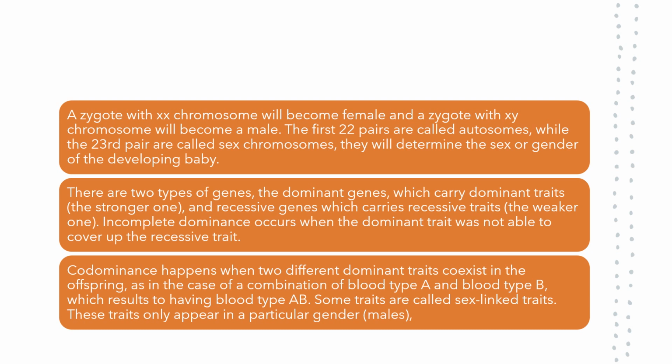So we have the term codominance. When does it happen? Codominance happens when two different dominant traits coexist in the offspring, as in the case of a combination of blood type A and blood type B, which results in blood type AB. In simple terms, whenever there are two dominant traits that join together, we have the term codominance. The two dominant traits now coexist with each other. For example, the mom is type A blood, while the dad is type B blood. The possibility of having type AB blood in the offspring is very likely. That's what codominance is all about.